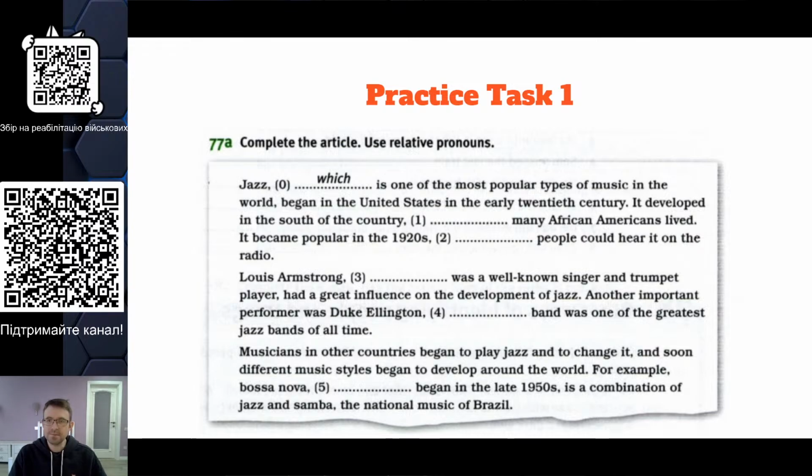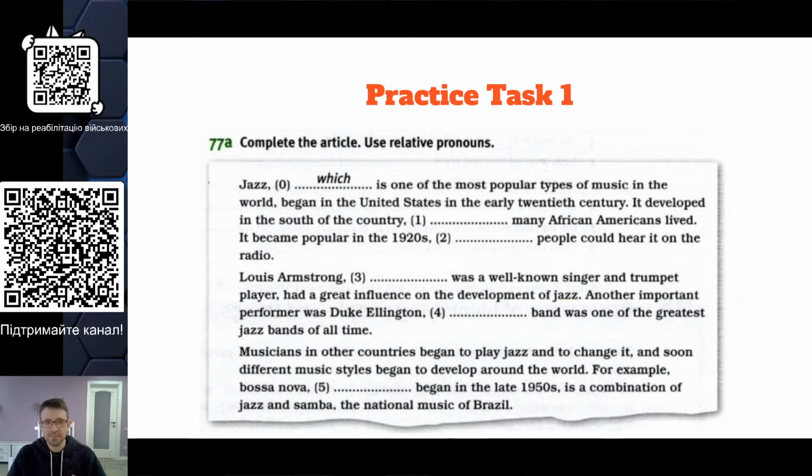Number 2, it became popular in the 1920s when people could hear it on the radio. Here we're talking about a time, so we should use when. Number 3, Louis Armstrong, who was a well-known singer. Here we have a comma, so we know it's non-defining, and so because of that, as we've said before, that is not possible here. Like, we can never use that after the comma in these non-defining relative clauses.